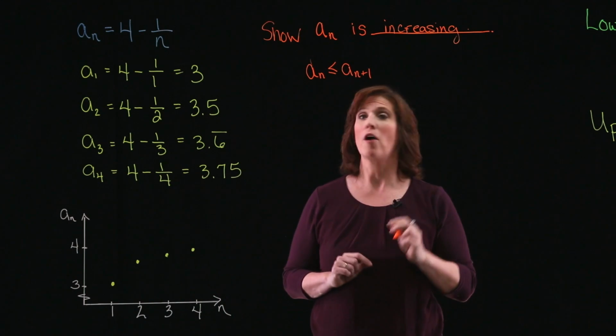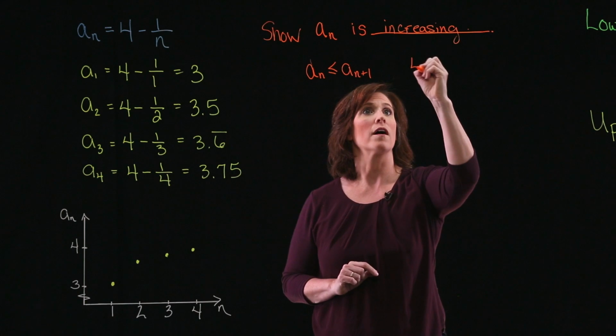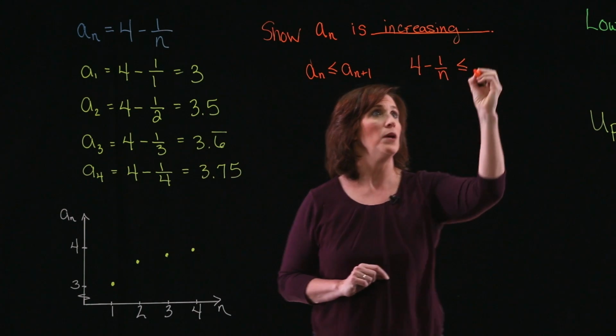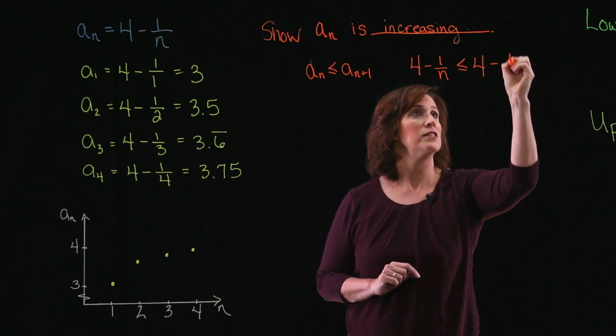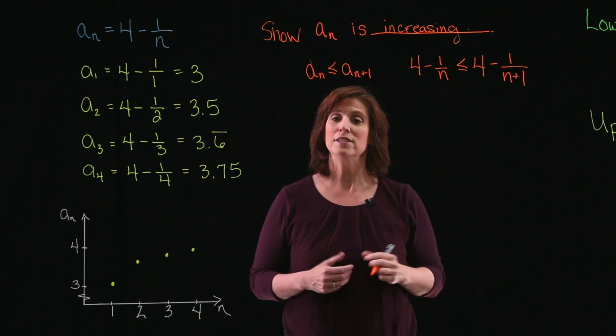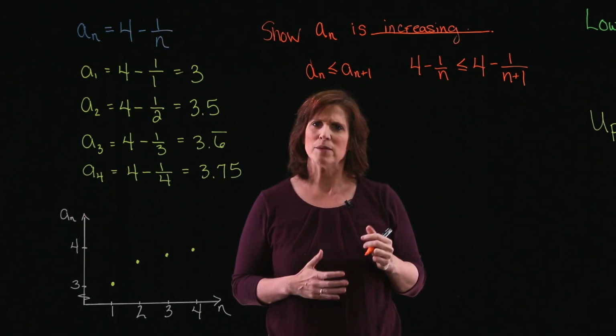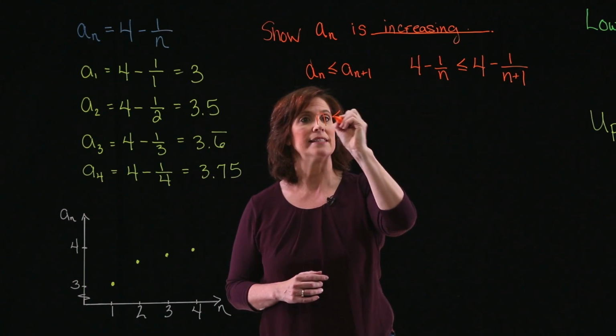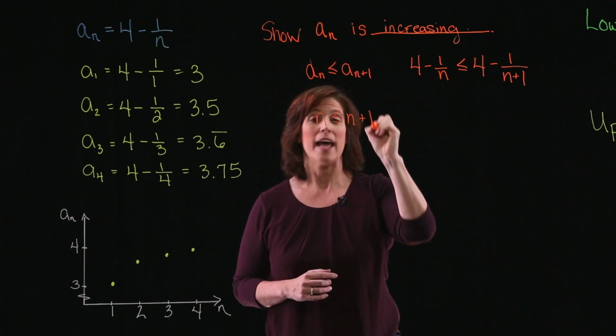In this particular problem, that means that 4 minus 1 over n will always be less than or equal to 4 minus 1 over n plus 1. Okay, so let's take a look at this. I'm going to start out with something I'm confident is true, and that is that n is less than or equal to n plus 1.